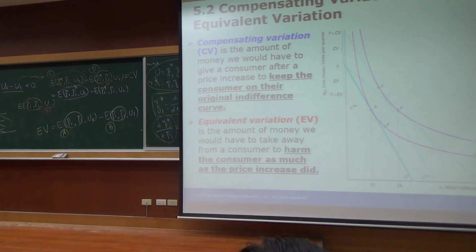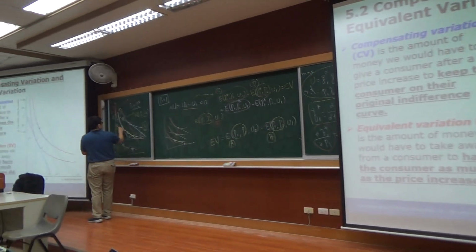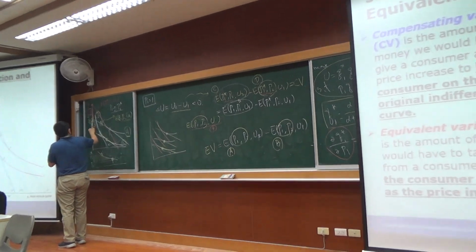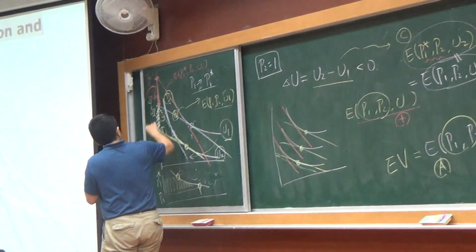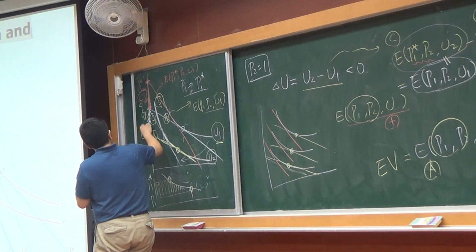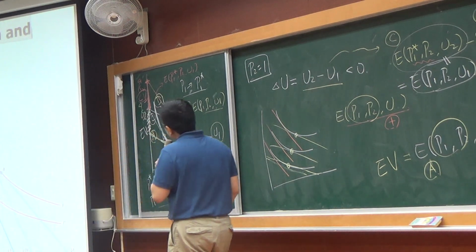So back to here, this difference is CV. And this difference is EV.